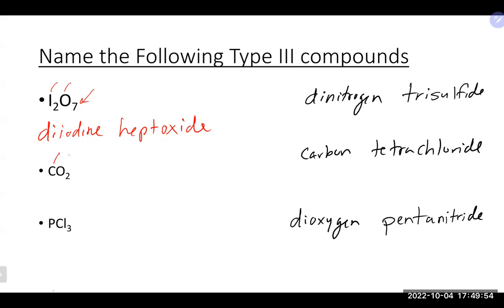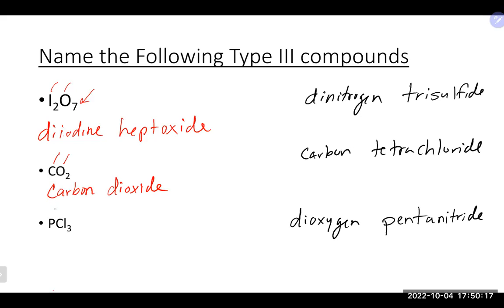This is carbon, nonmetal. This is oxygen, nonmetal. So again, it tells us it's type 3. We only have one carbon. Prefix for 1 is mono, but again, we do not use it on the first name. So we just use the element name, which is carbon. Prefix for 2 is di, so dioxide here. So that would be carbon dioxide.